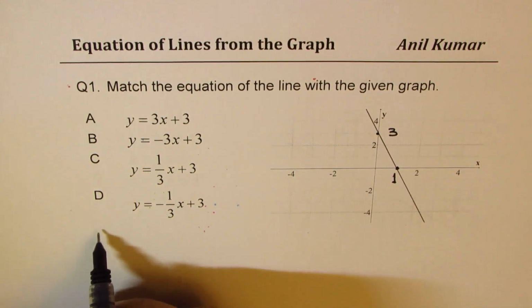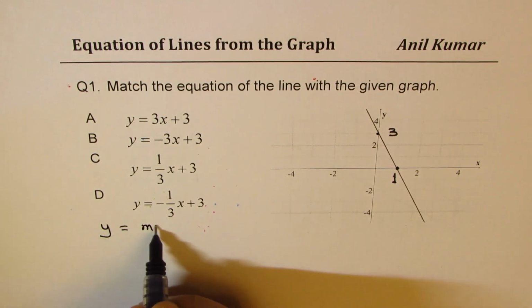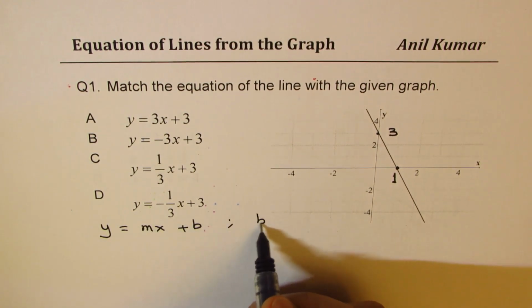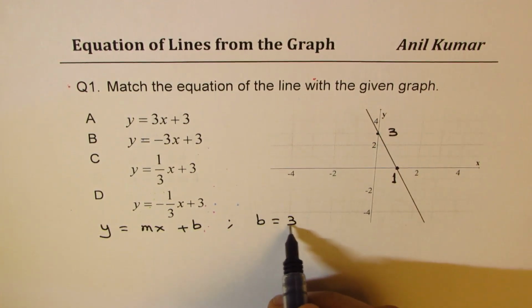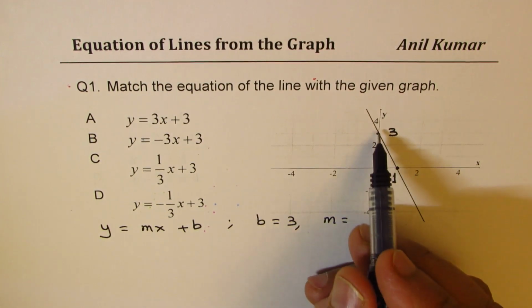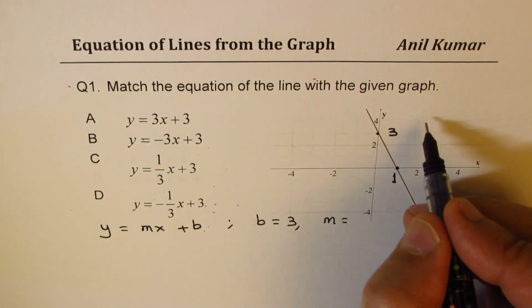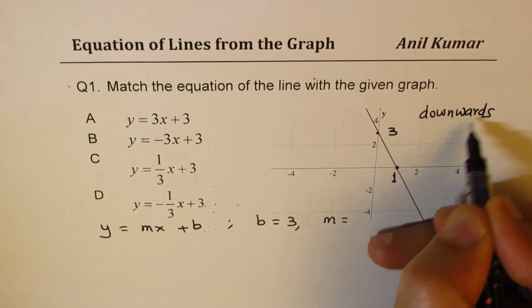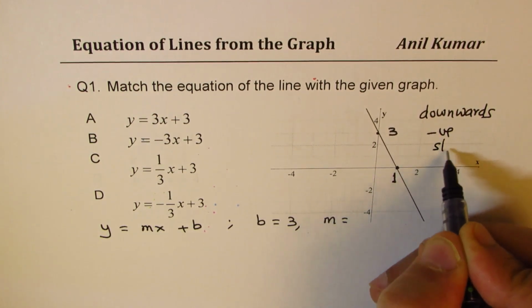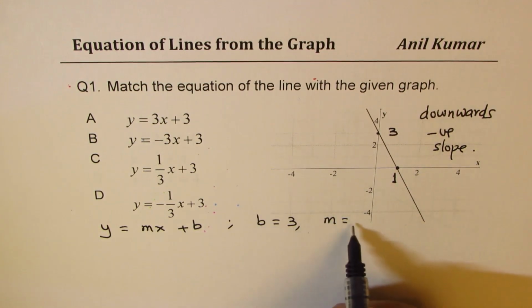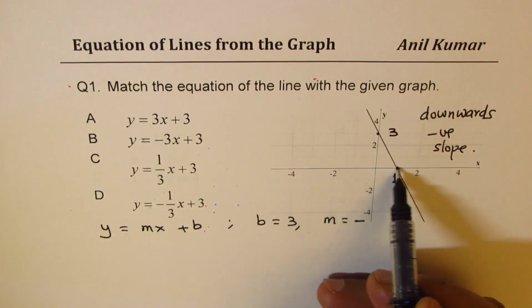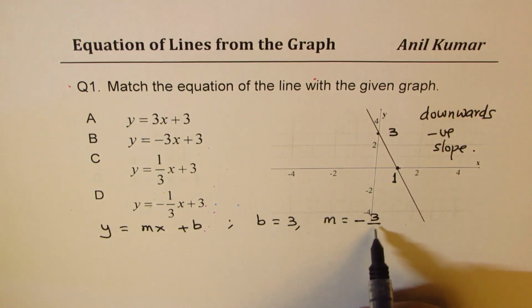Well, we are going to write the equation as y equals mx plus b. You can pause the video and answer the question. So from here, we know b is 3, and m is, it is going downwards, right? Downwards means negative slope. So you go down 3 units and 1 right. So negative 3 over 1.